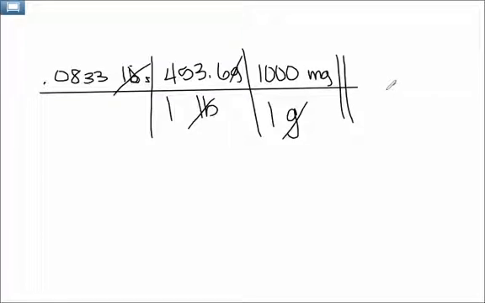And how many milligrams do you get? What? 37,000? 800? Yeah, because look, we only have 3 significant figures here. So our answer should just have 3.